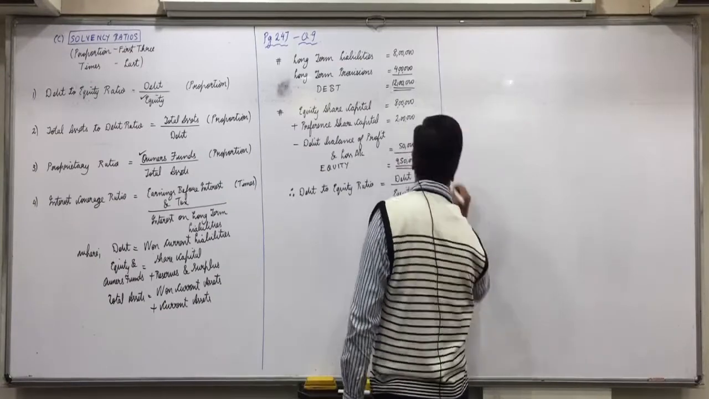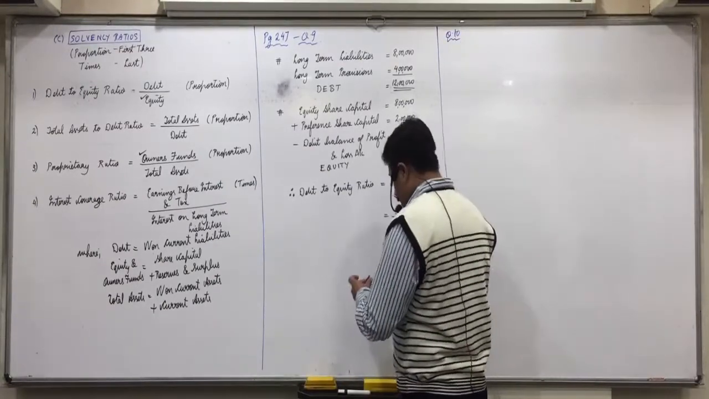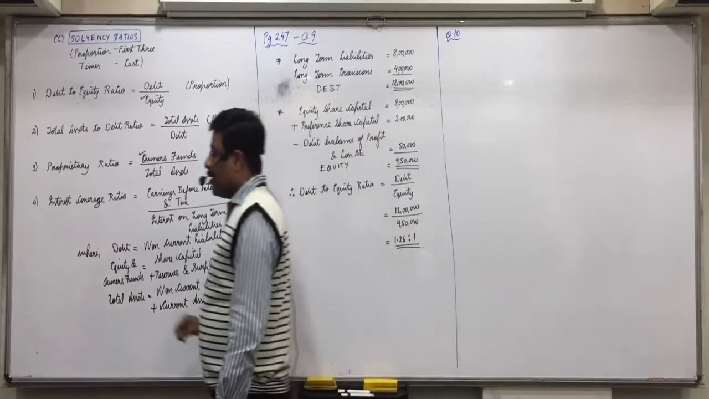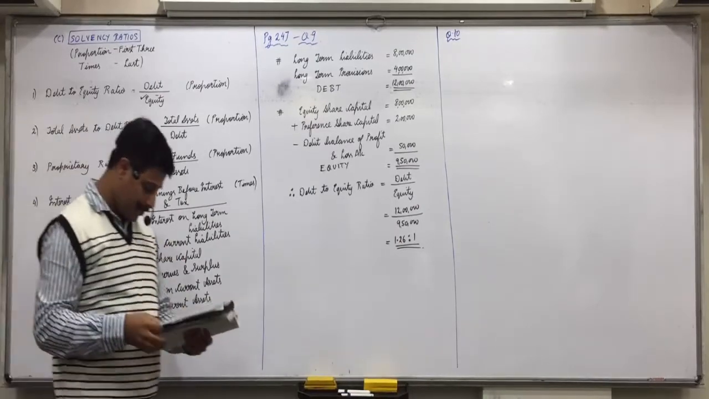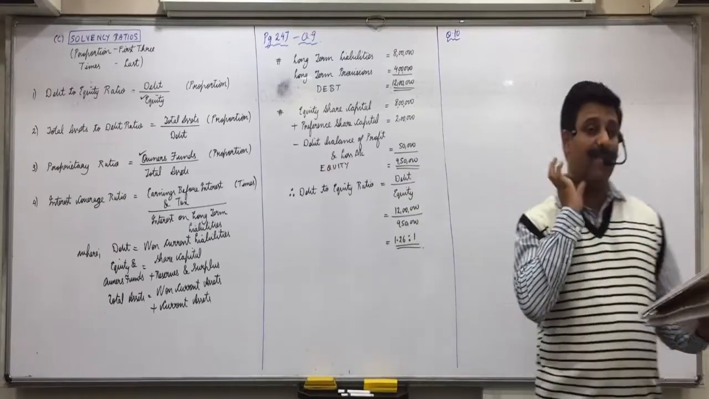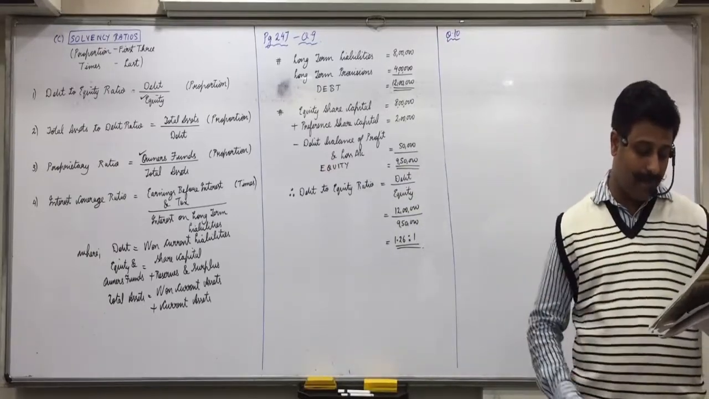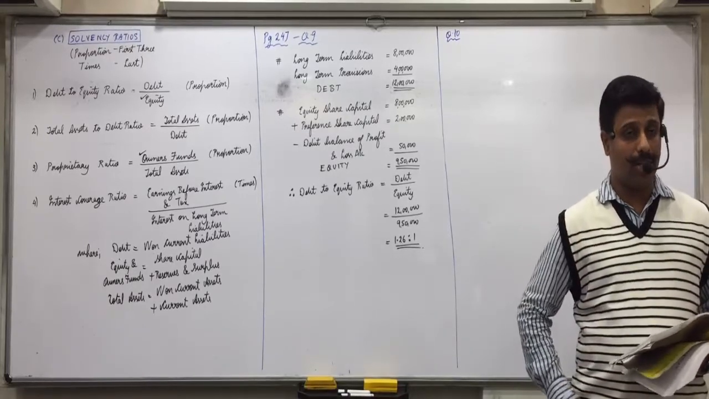Now, question number 10. Now, these are interesting questions because we need to find the things indirectly. So, be ready. From the following information of M Limited, calculate debt equity ratio. Again, debt equity ratio is asked.